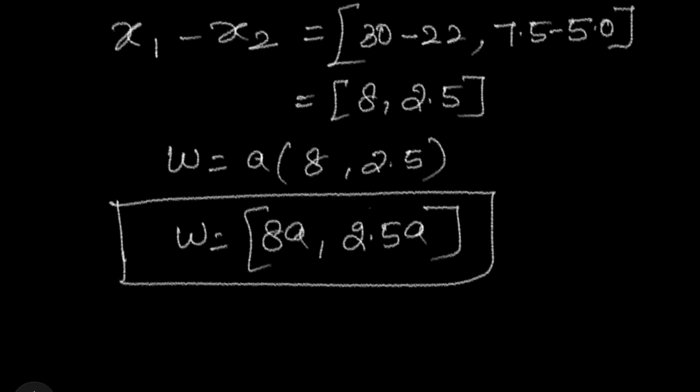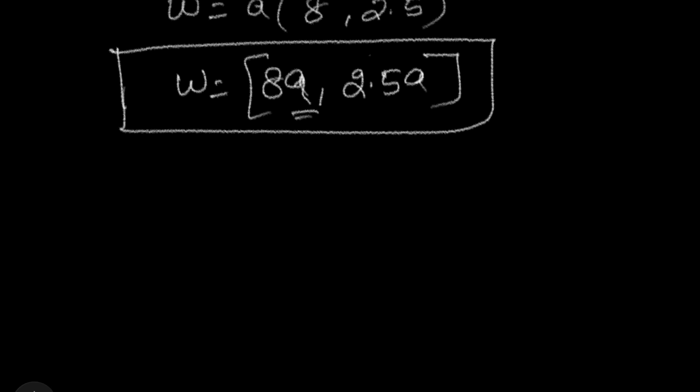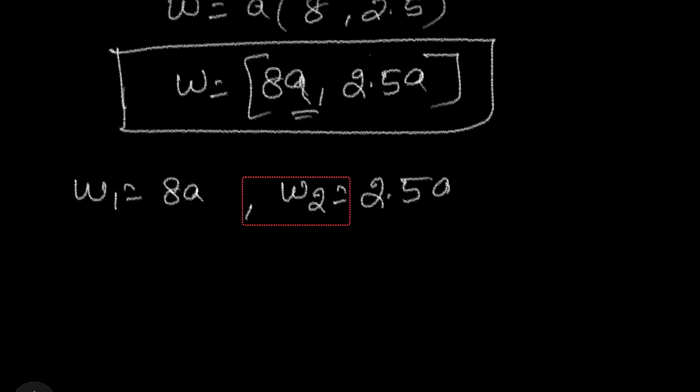Right. So I have the value of w, but here I have a scaling factor a. I have to find the value of a so that I can conclude the final value of w here. So let's see how we can get the value of a using the available equations. To get the value of a, I should have w1 as 8a as per the equation here, and w2 is nothing but 2.5a.